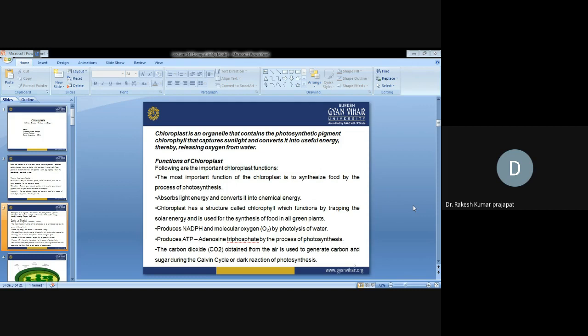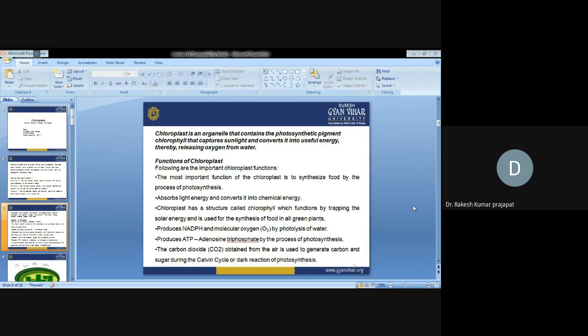Chloroplast has a structure called chlorophyll, which functions by trapping the solar energy and using it for the synthesis of food in all green plants. This chloroplast also produces NADPH, reduced nicotinamide adenine dinucleotide phosphate, and molecular oxygen (O2) by photolysis of water. It also produces ATP, adenosine triphosphate, by the process of photosynthesis.